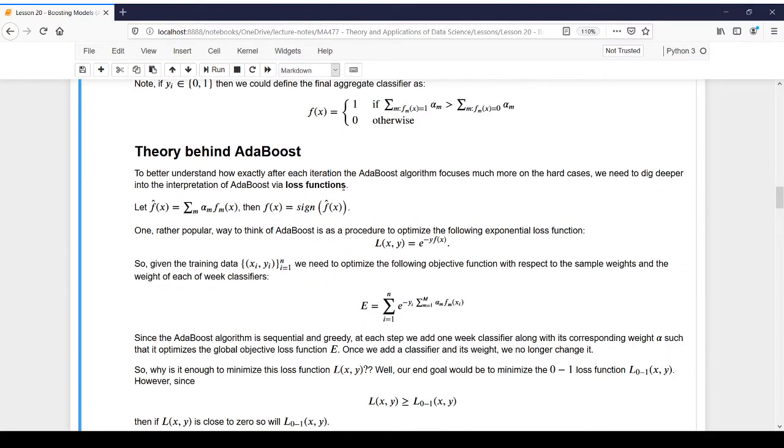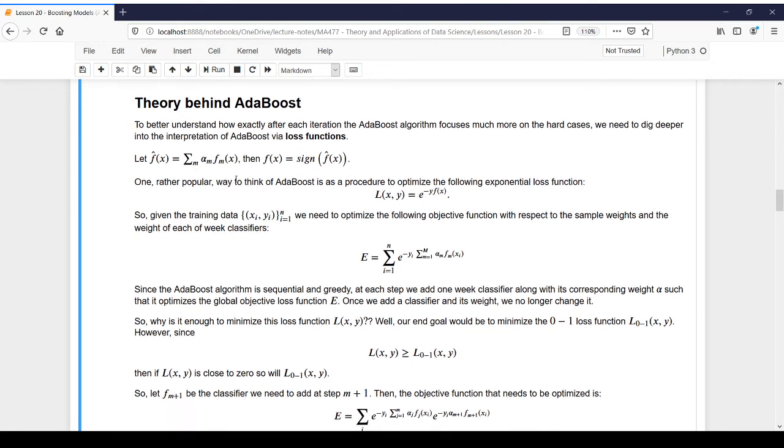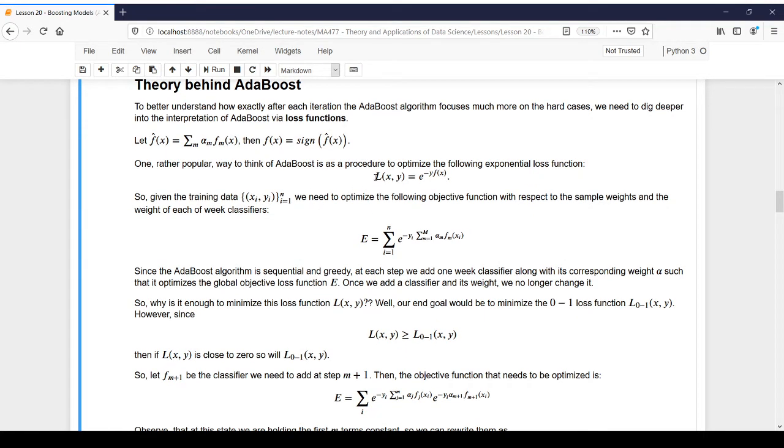So there are a few ways, I think, to interpret AdaBoost, and one very good one is via a loss function. One way to think of AdaBoost is as a procedure to optimize some loss function, and specifically to optimize the exponential loss function. Okay, so suppose that you have this training data just as before.